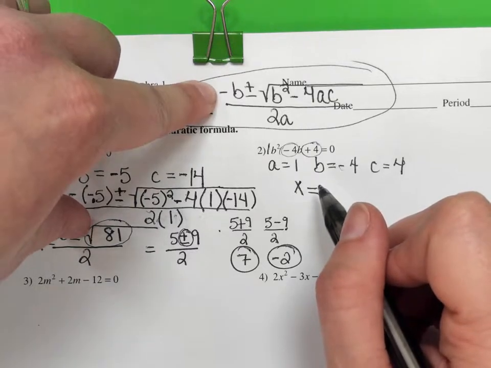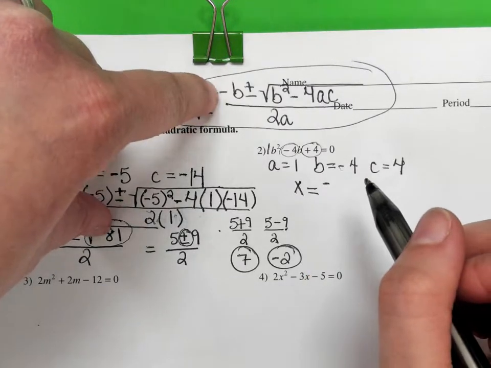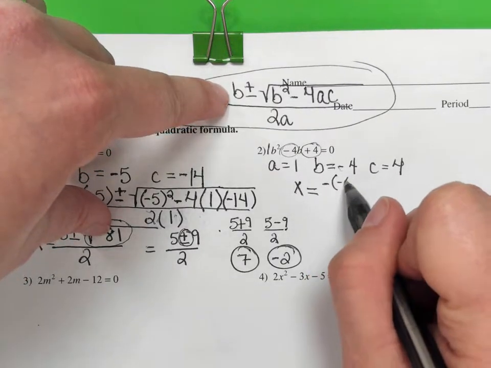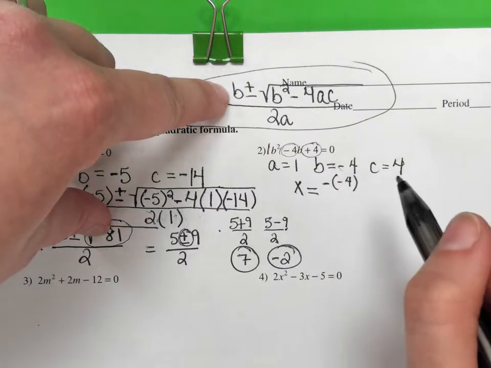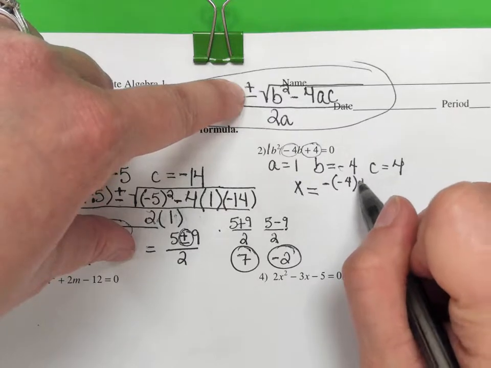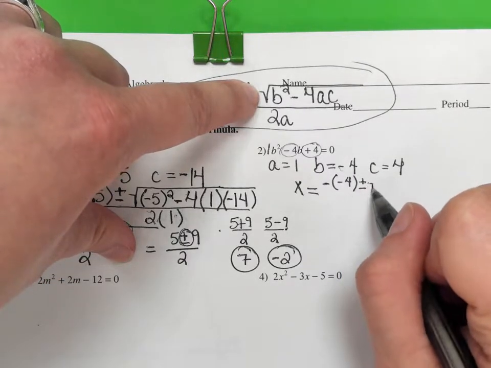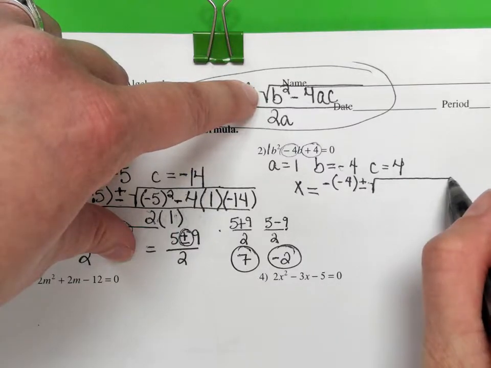Anybody? What's first? My finger's right there. Negative 4. Negative. And then negative 4. And then negative 4. Very good. Alright, what's next? Plus and minus. What's that called? Square root. Very good, Kelvin.